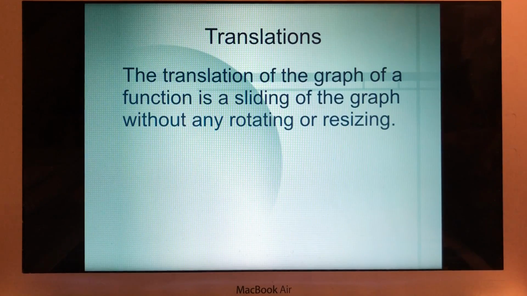The translation of a graph of a function is a sliding of the graph without any rotating or resizing. And as you saw earlier, the graph just moved over 2 units either to the left or to the right, or 2 units up or down, without rotating or resizing.